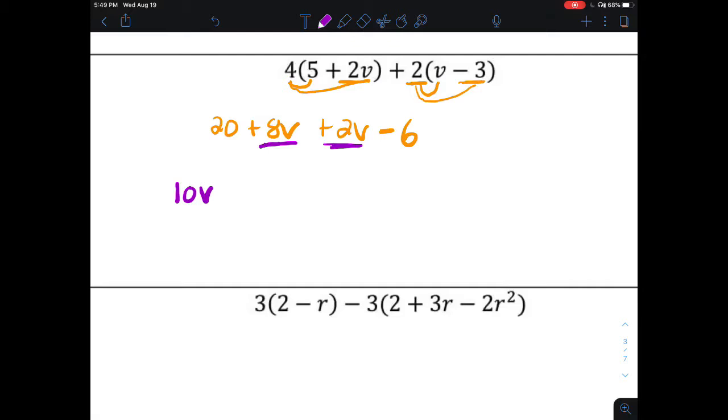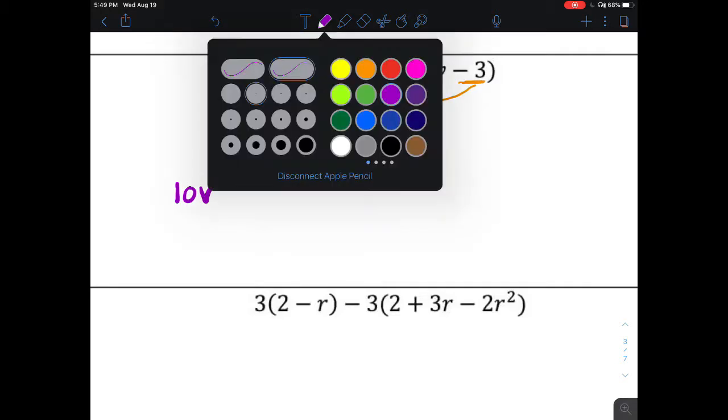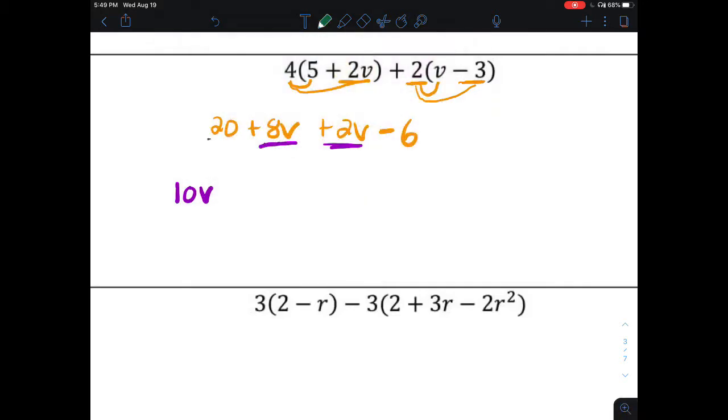And then I can put together the 20 and the negative 6. Oh, I didn't change colors. So I'll put together 20 and the negative 6. So 20 minus 6 is positive 14.